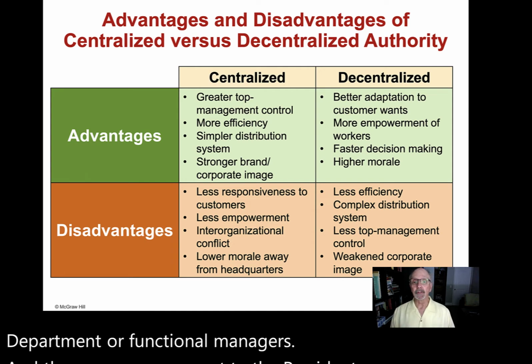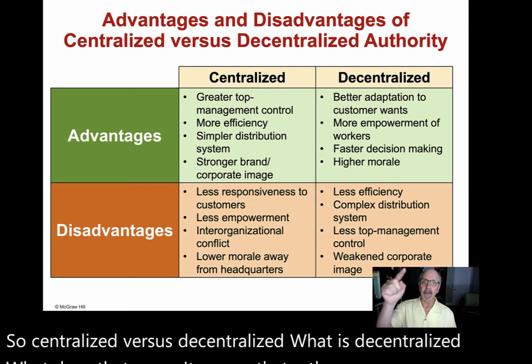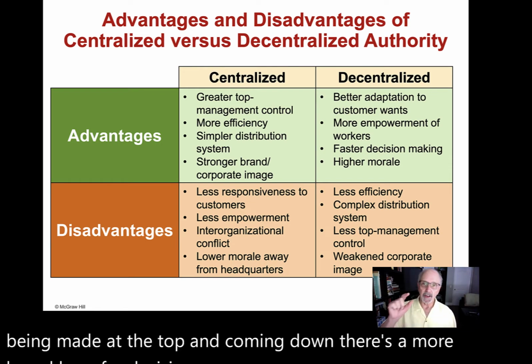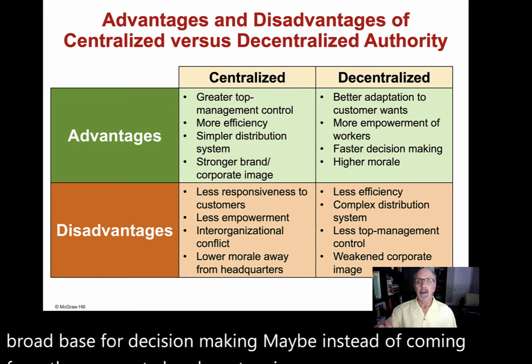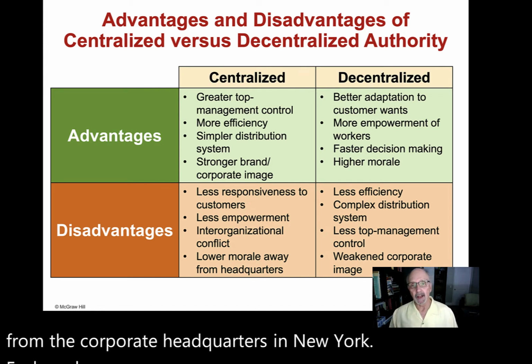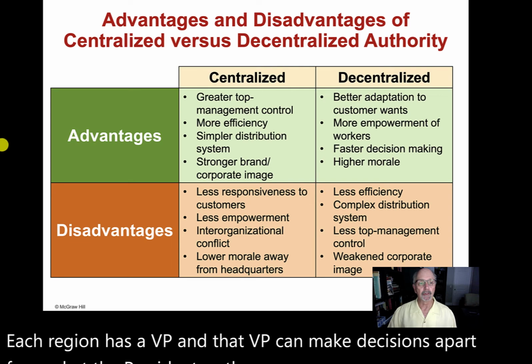So, centralized versus decentralized. What is decentralized? What does that mean? It means that rather than decisions being made at the top and coming down, there's a more broad base for decision making. Maybe instead of coming from the corporate headquarters in New York, each region has a VP, and that VP can make decisions apart from what the president or the executive does in New York.